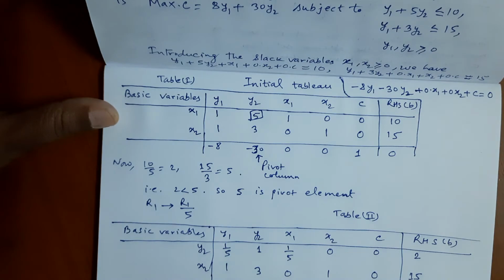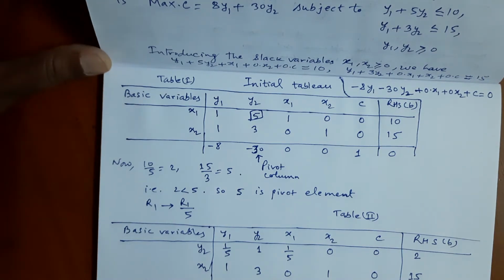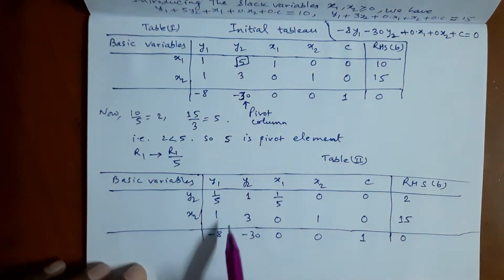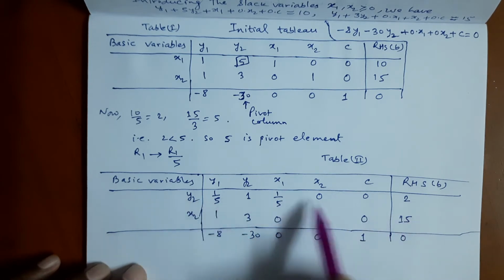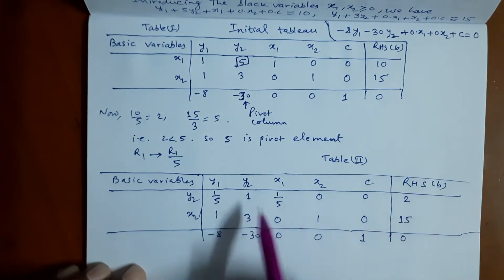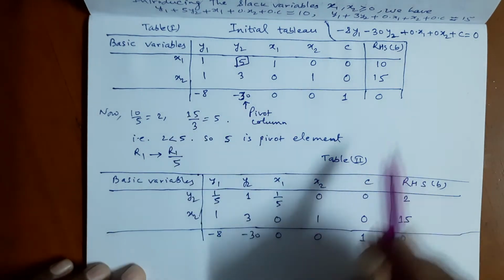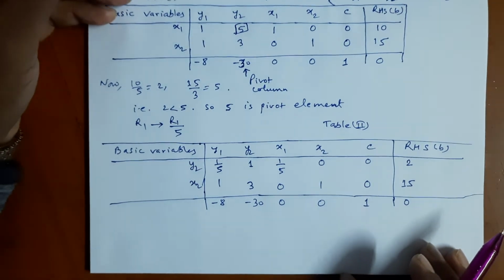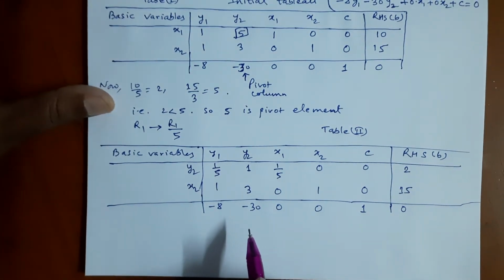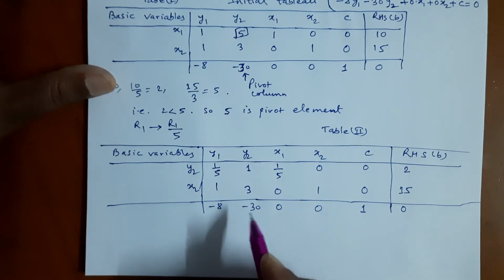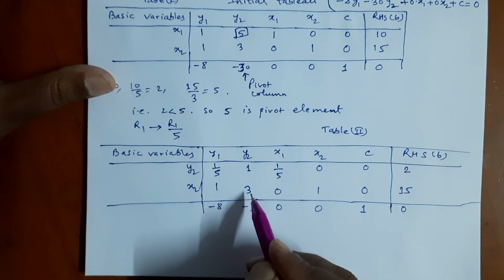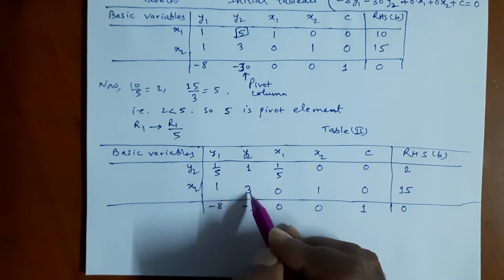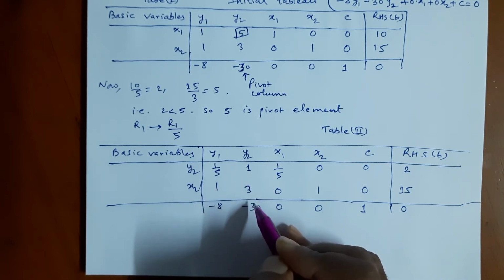And now our next step is, okay, this first row we have divided throughout by 5, the elements in the second row we copied the same, and the elements in the bottom row also we copied the same. And our next work is, except the pivot element, to make the other elements in the column 0.